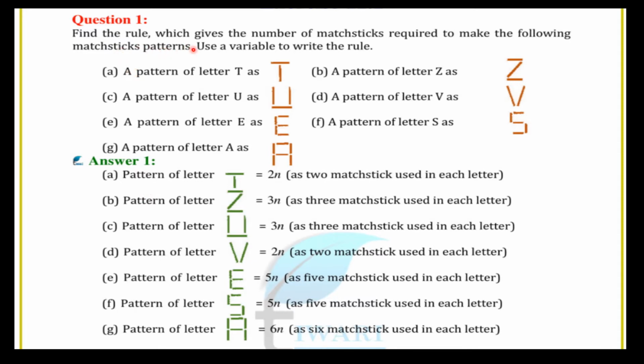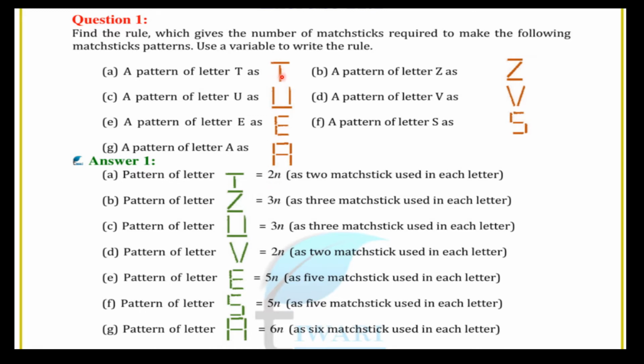Find the rule which gives the number of matchsticks required to make the following matchstick patterns. Use a variable to write the rule. A pattern of letter T. For making the letter T using the matchsticks, how many matchsticks are required here? 2. So, the pattern will be 2n.